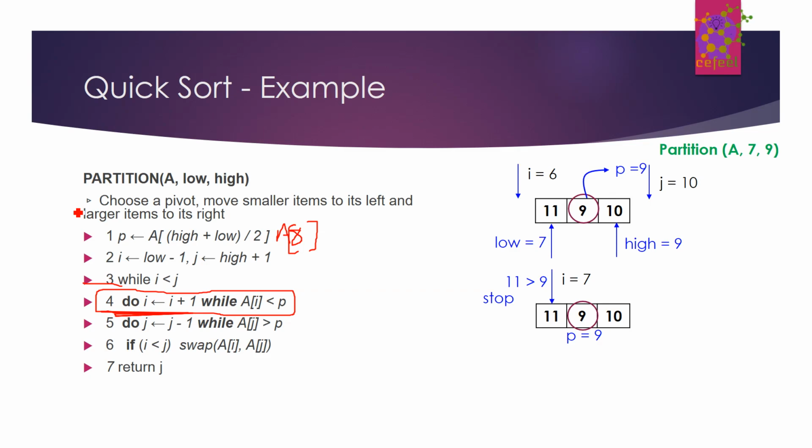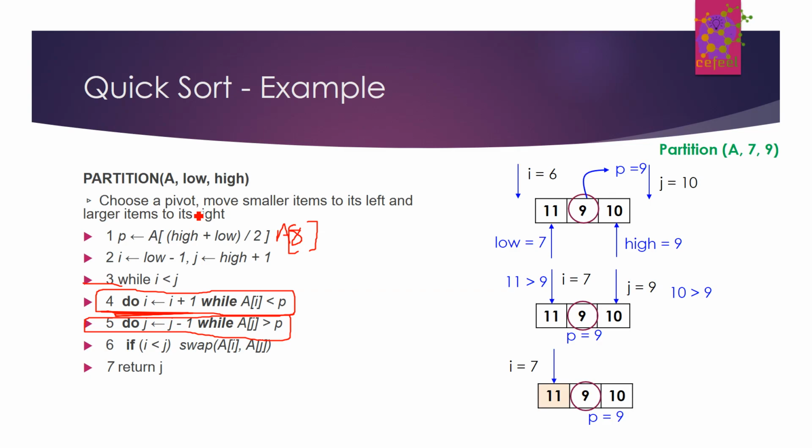Then this while loop will break, and we'll go to the next while loop where we will decrement j till we find an element on the right side that is out of order. So j starts with 9, it was 10 earlier, and 10 will be compared with 9. 10 is greater than 9, so this element is correctly positioned, no need to do anything, and just decrement j again. So j gets decremented to 8, and we will see that 9 is equal to 9. Because aj is not greater than p, we will stop here.